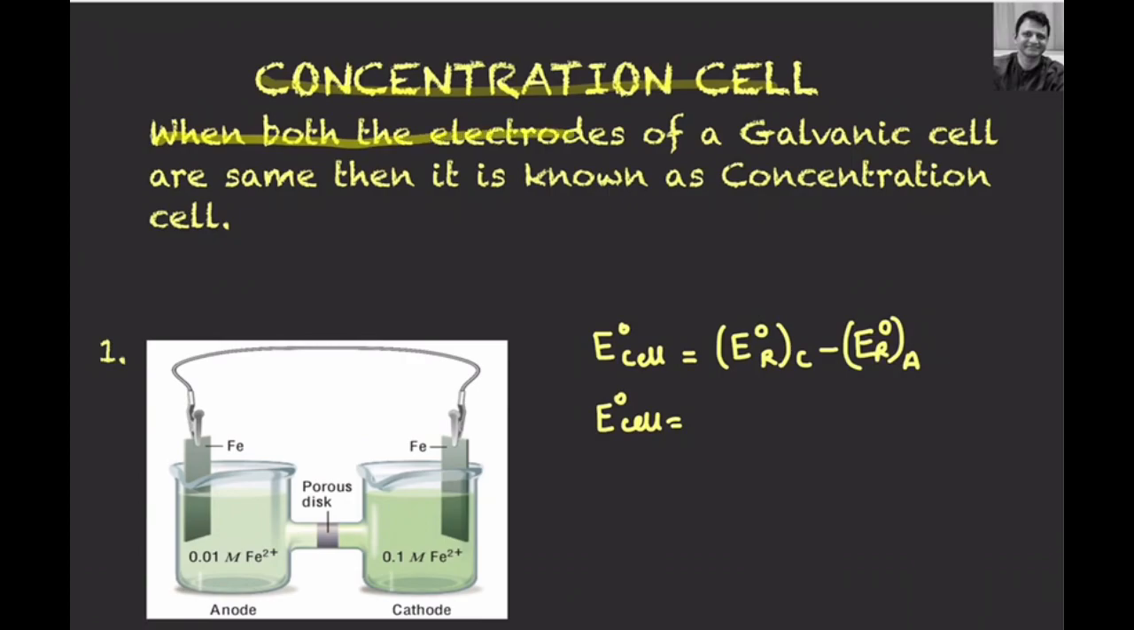When both the electrodes of a galvanic cell are same, then it is known as concentration cell. So why its name is concentration cell? Because we know that the electrode potential depends on ion concentration. It is possible to construct a galvanic cell from two half cells composed of same material but differing in ion concentrations. Such a cell is called a concentration cell.